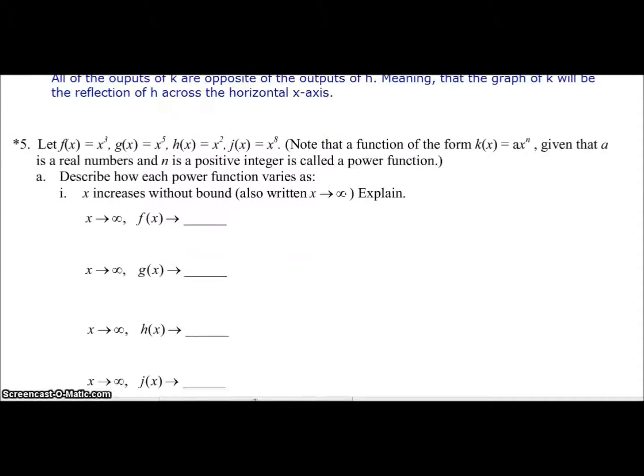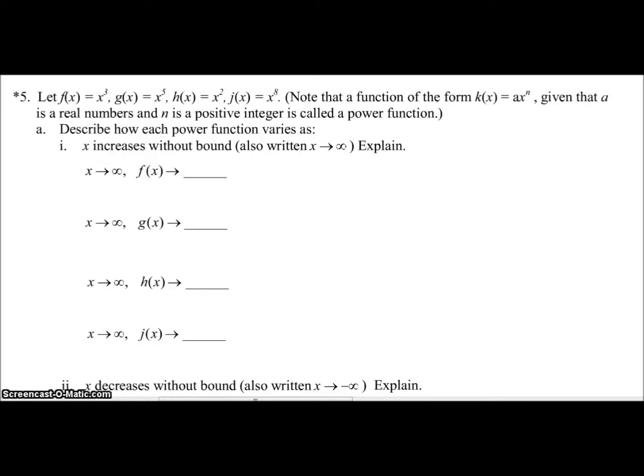Number 5. Let f of x equal x cubed, g of x equal x to the 5th, h of x equal x squared, and j of x equal x to the 8th. Note that a function of the form k of x equals a x to the n, given that a is a real number and n is a positive integer, is called a power function. So note the difference between this one and an exponential function. Notice where the x is. Here the x is the exponent, but here it's not, it's a base. So this is a power function.